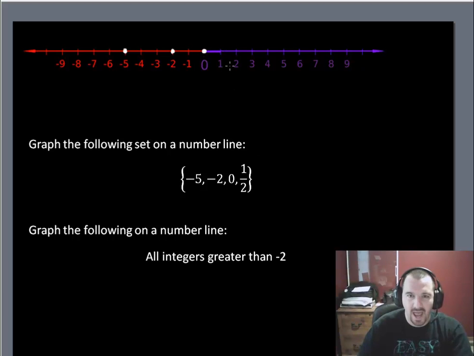And then it says 1/2. Well, 1/2 is halfway in between 0 and 1, and so we'll put a dot right about there and call it good. And that's how you graph on a number line. It's really not that bad. Now, the next part you got to be kind of careful at. There are certainly a couple of ways to express the answer. So let me go ahead and clear that.